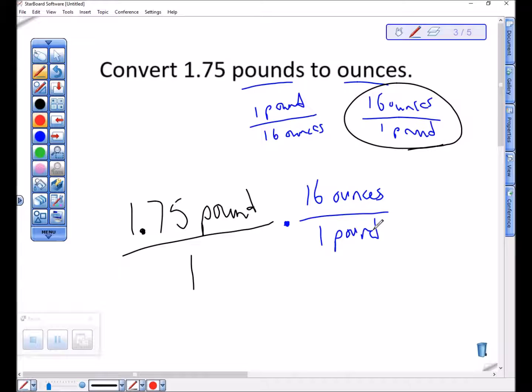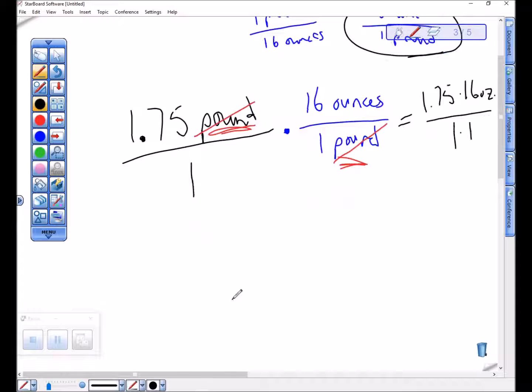Okay, again, notice I have a pound in the numerator, a pound in the denominator. Those will cancel out, and I will be left with 1.75 times 16 ounces over 1 times 1. I can just ignore dividing by 1. So I have 1.75 times 16 ounces. And then let's see if I can do math correctly.